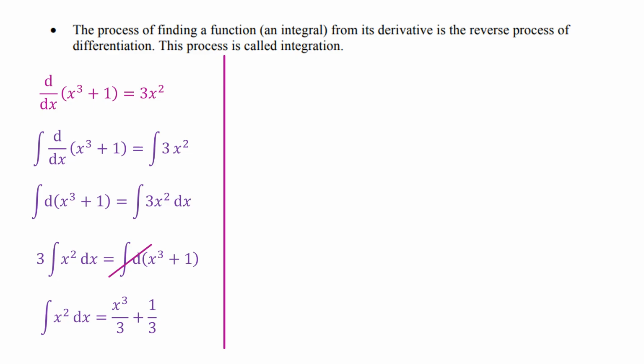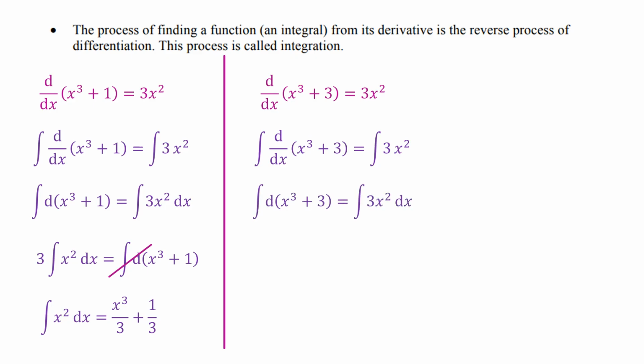Let's look at another example. When you differentiate x cubed plus 3, what do you get? Yes, you get 3x squared. And I'm going to add the integration sign to both sides. Do the same process again. Just shift the position: whatever is on the right, put it on the left, and whatever is on the left, put it on the right. Then the f and d, by definition, are the reverse of each other. We can just cancel them off and divide by 3 on both sides, and this is what you get.